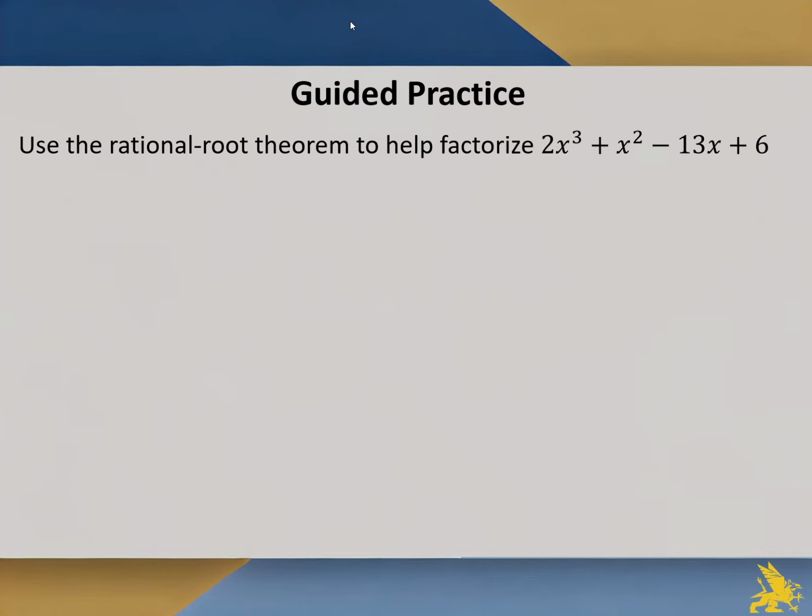So let's have a look at this question. It says use the rational root theorem to help factorize 2x^3 + x^2 - 13x + 6. So the first thing we need to do is identify our factors for our constant and also our leading coefficient. So our constant is 6.